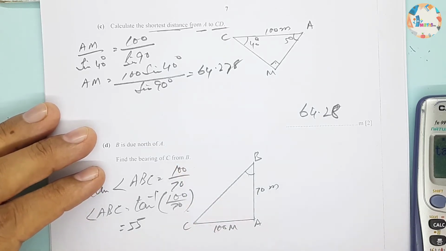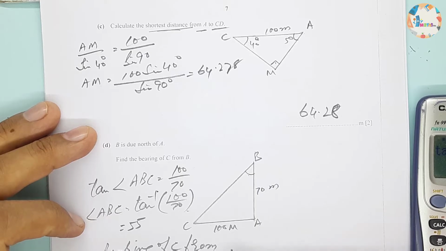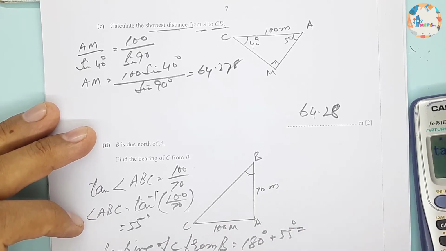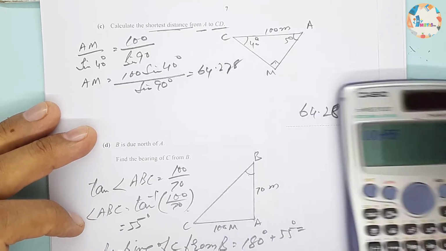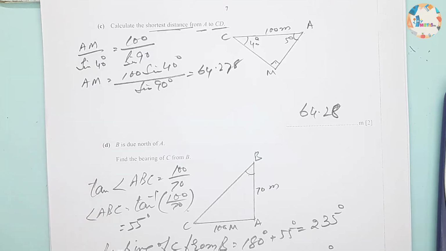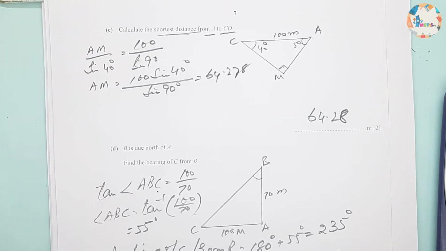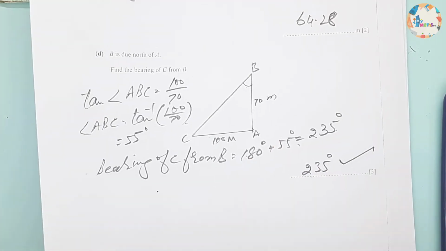bearing of C from B will be equal to 180 degrees plus 55 degrees. 180 plus 55 will be equal to 235 degrees. We can write the answer as 235. I'll move the page so that you can see this properly. So 180 plus 55 is equal to 235, and this is our final answer for this part.